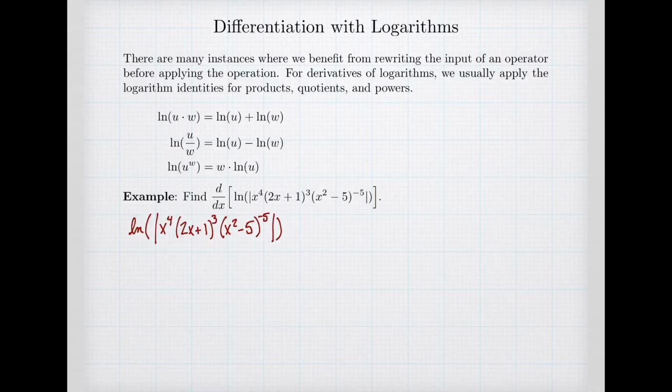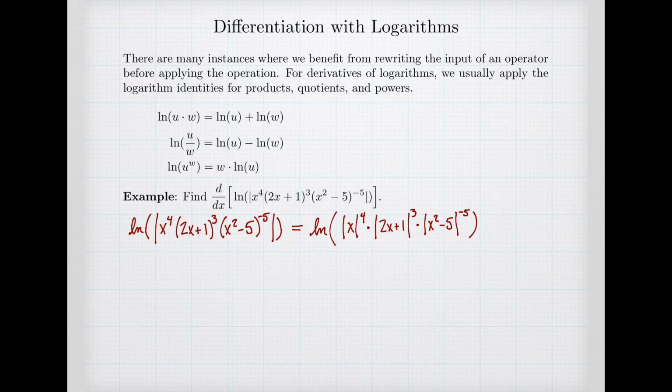So my original formula will be equal to the logarithm of each factor. So I have the absolute value of x raised to the 4th, the absolute value of 2x plus 1 raised to the 3rd, and the absolute value of x squared minus 5 raised to the minus 5. Once I've rewritten my formula as the logarithm of a product, I can use the logarithm's product rule to rewrite that as a sum of the logarithm of each factor.